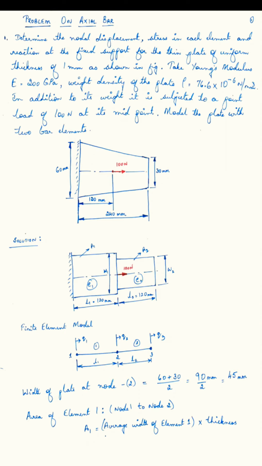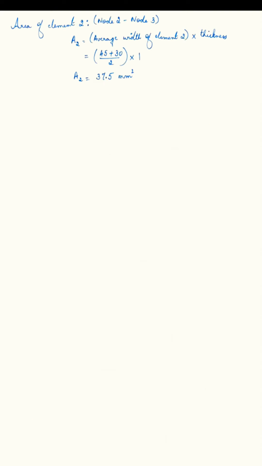At node 2 we have just calculated it is 45 mm. So the average of 60 and 45 mm will be the average width of element 1, which is given by 52.5, multiplied by 1 mm thickness, which will give you the area of element 1 as 52.5 millimeter square.